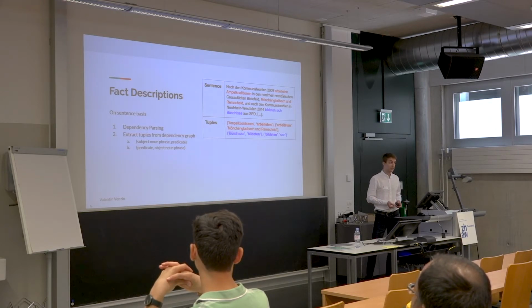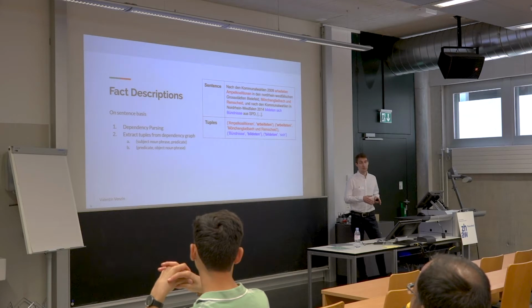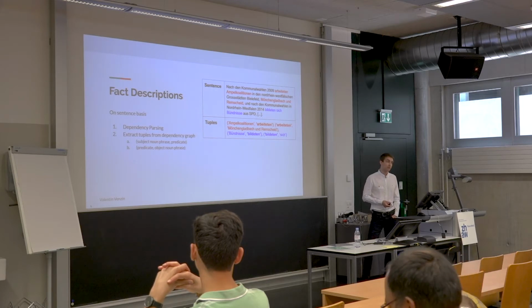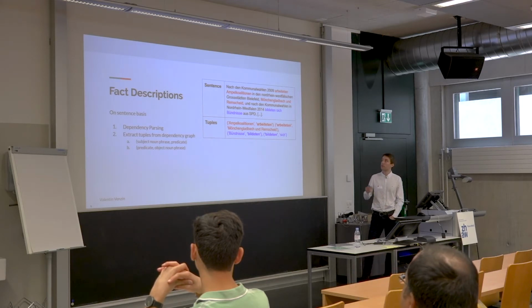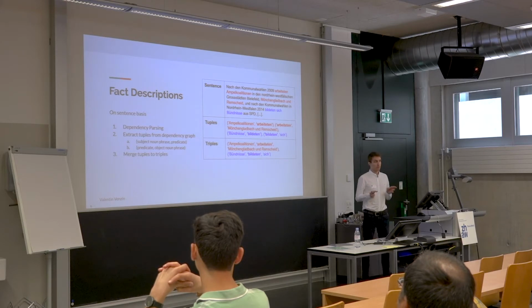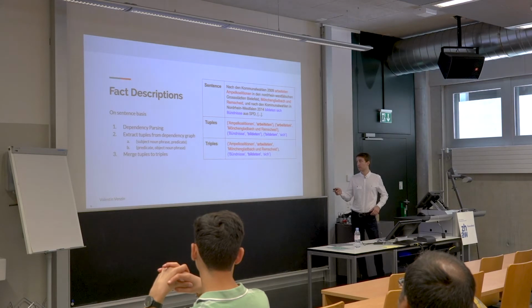And we are interested in tuples: subject, predicate, and predicate, object. Here, for example, the blue one, if we see in the sentence, it says "bildeten sich Bündnisse", and from the dependency graph of this, we then extract "Bündnisse bildeten" and "bildeten sich". Now, having these tuples, we can match the predicates and get triples from this. So "Bündnisse bildeten sich" would be the one from the blue one.